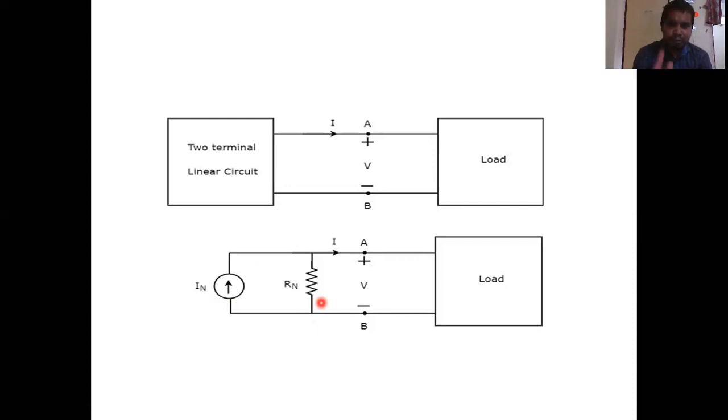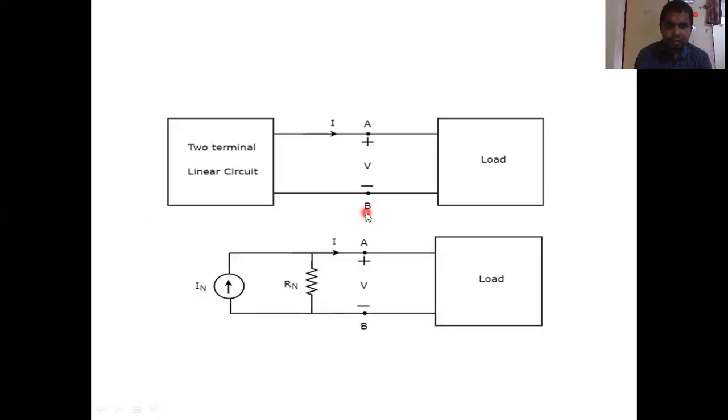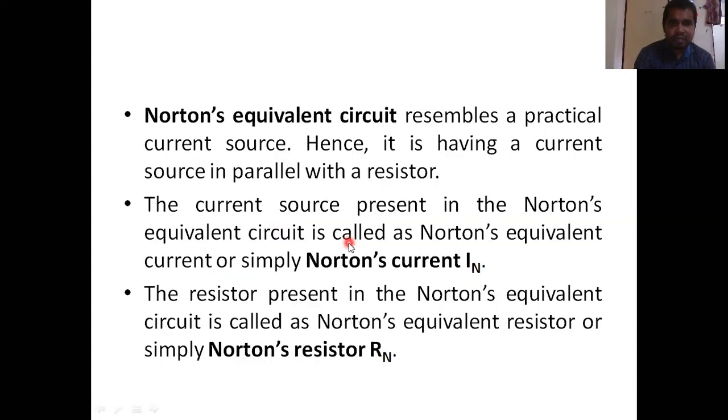For the Thevenin equivalent, you remove the load and remove all the sources, then measure the equivalent resistance. Similarly here, remove the load and the sources and determine the Norton equivalent resistance. The Norton equivalent resembles a practical current source, which has a current source in parallel with the equivalent resistance. Thevenin shows the practical voltage source representation, and this shows the practical current source representation.